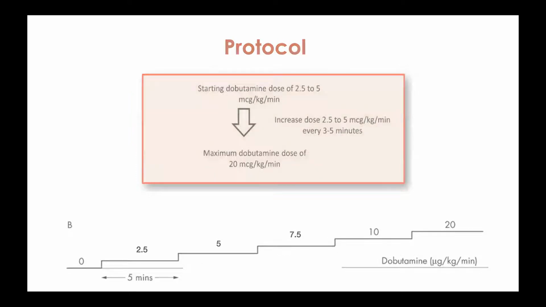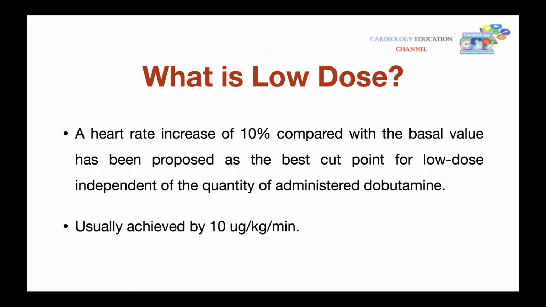So what is the definition of the low dose of dobutamine echocardiography? As we had said, an increase in the heart rate of 10% compared to the baseline is considered a low dose. If it increased more than 10% of the baseline, this is considered to be a little bit higher dose. And it's usually accepted that the low dose is achieved by 10 microgram per kg per minute.